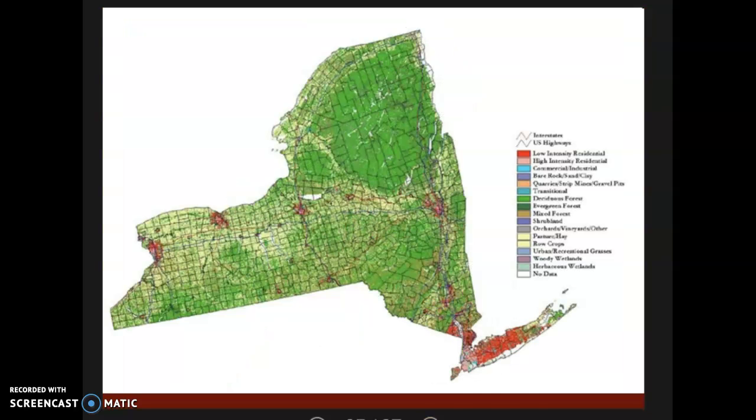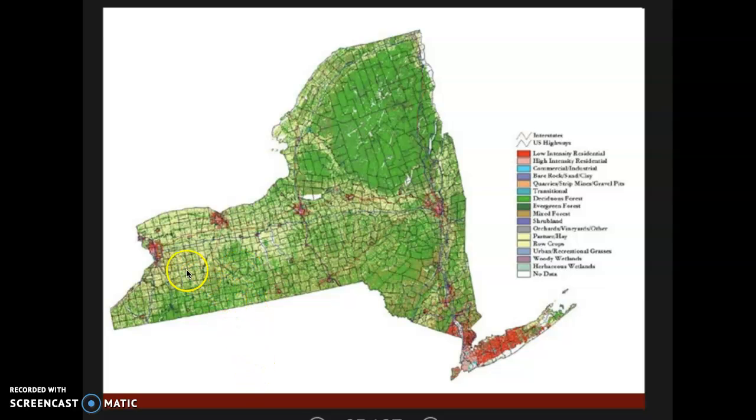Let's zoom in on New York State by itself. The red is low-intensity residential. The pink is high-intensity residential, so you can see the difference between the boroughs of New York City, some of them, and other parts of Long Island, parts of Staten Island, parts of lower New York State here. And then you've got the different green colors, right? This is herbaceous wetlands. This is evergreen forest, deciduous forest.